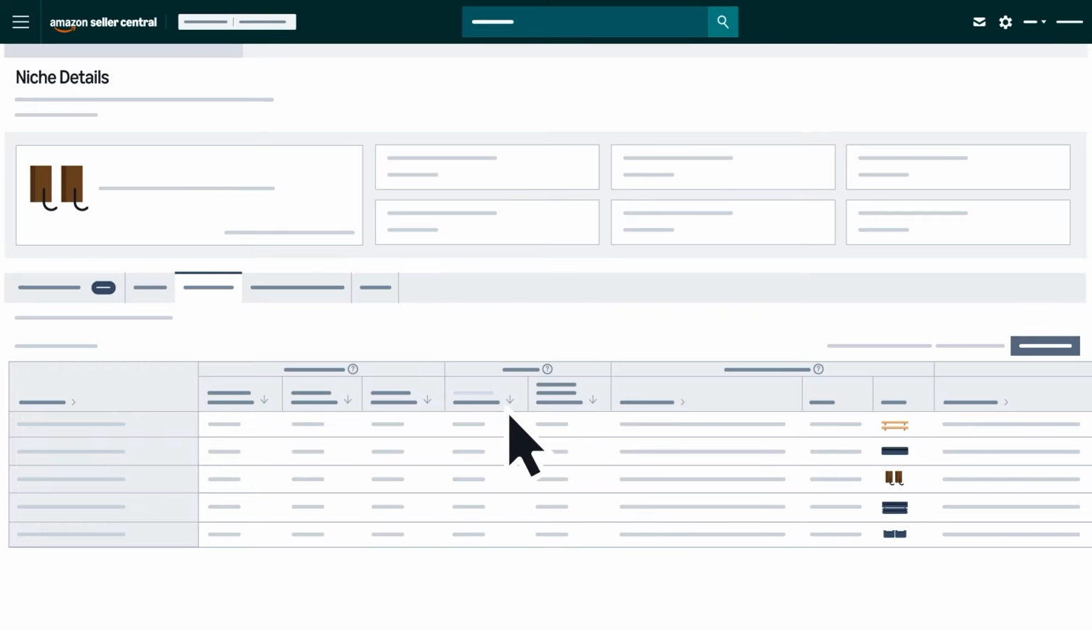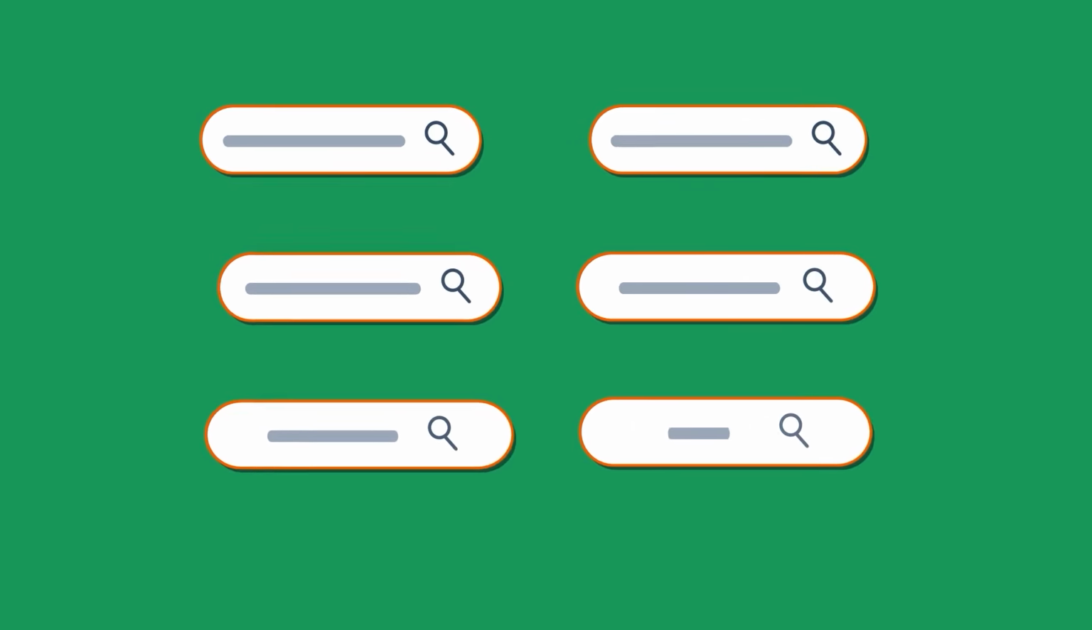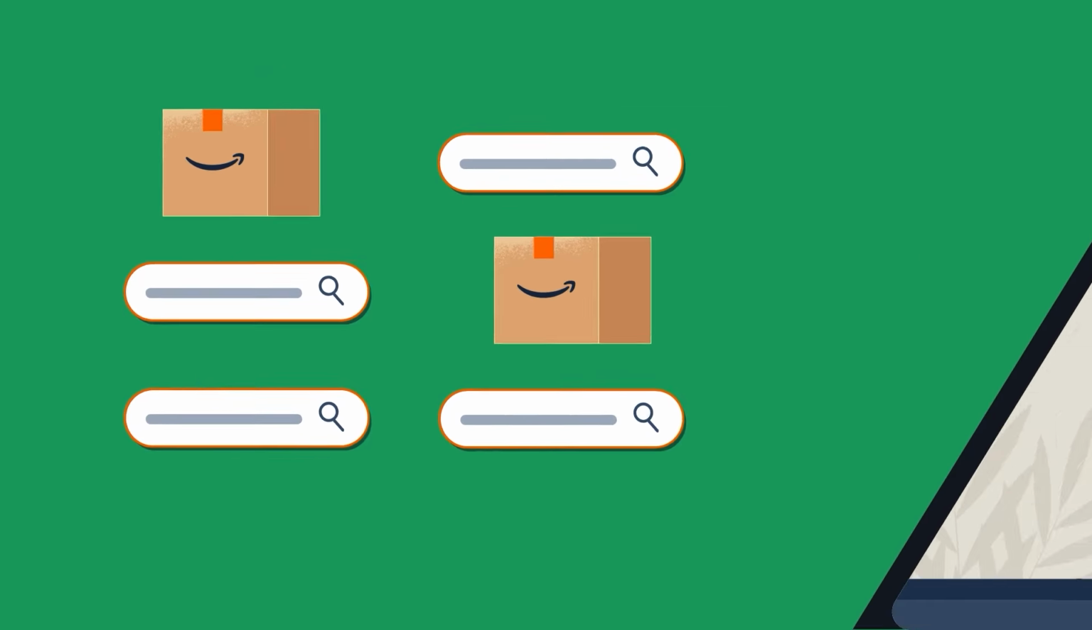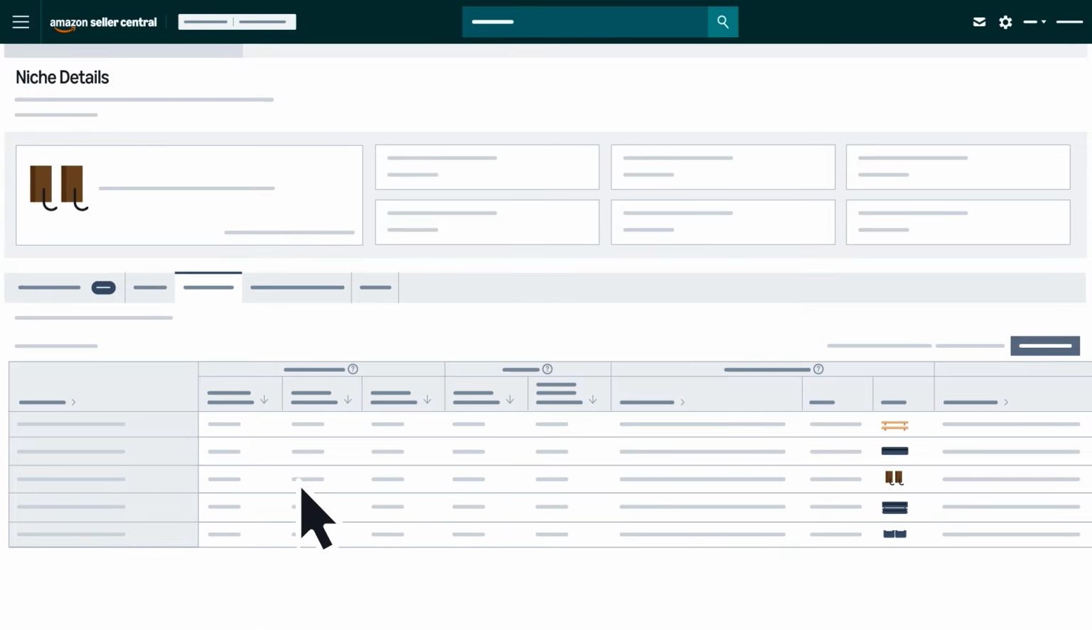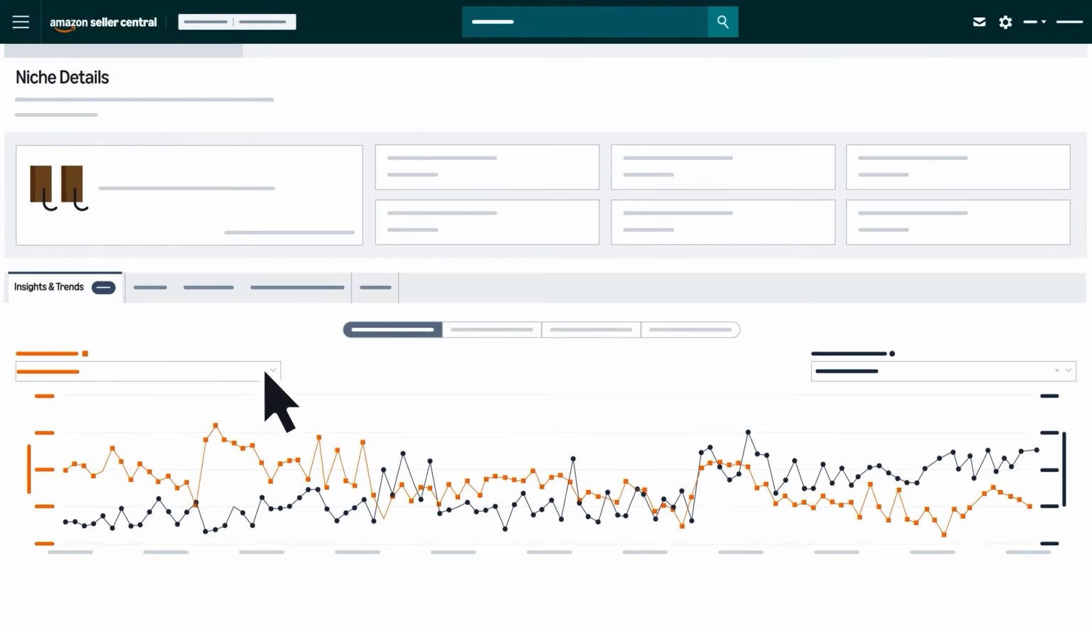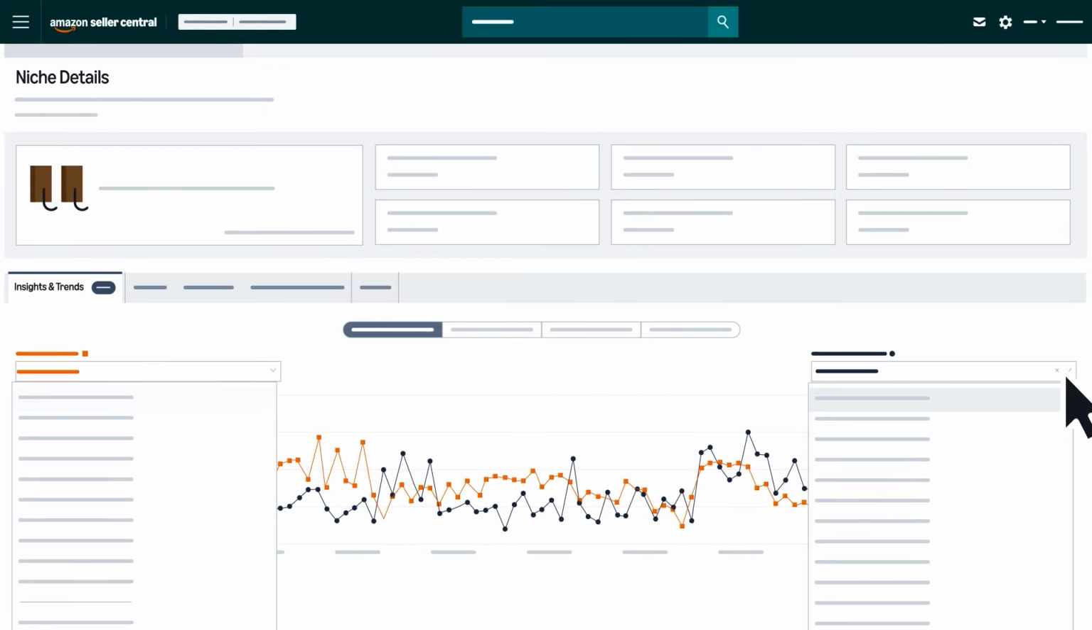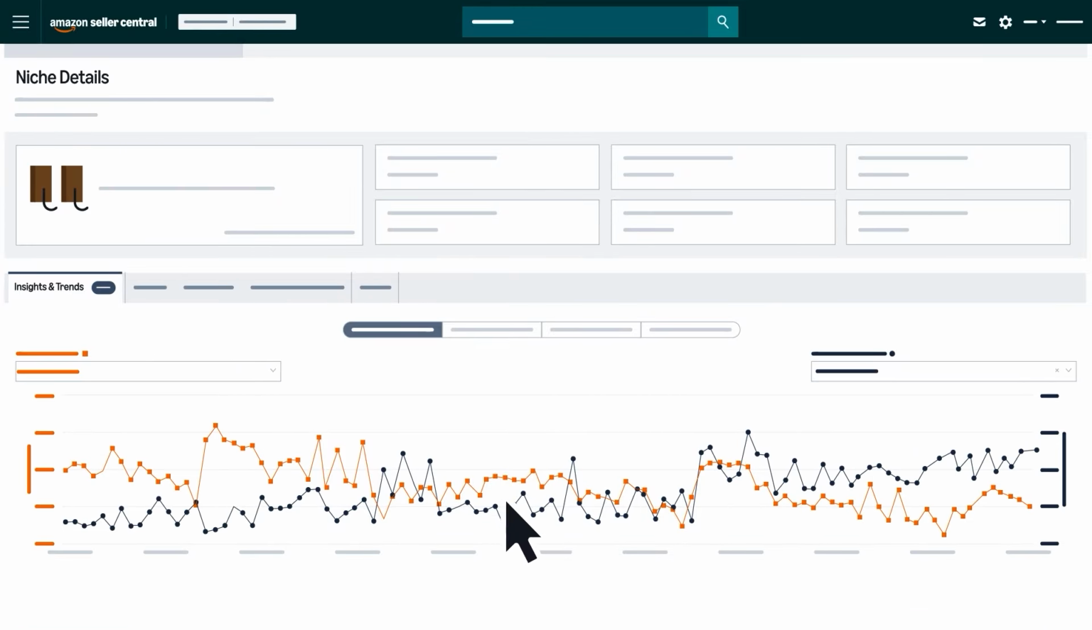Be sure to pay attention to click share. A high click share with low conversion may suggest an unmet customer demand. You can also analyze the seasonality of a niche on the Trends tab. Use the drop-downs on the graph to customize your view and inform your strategy.